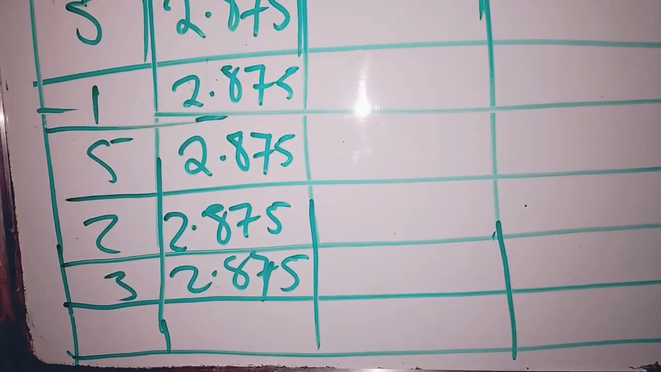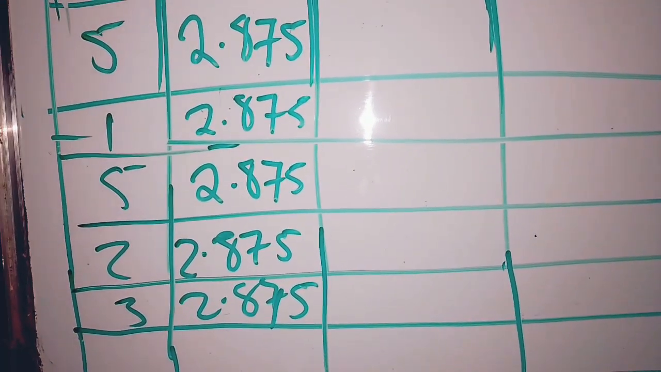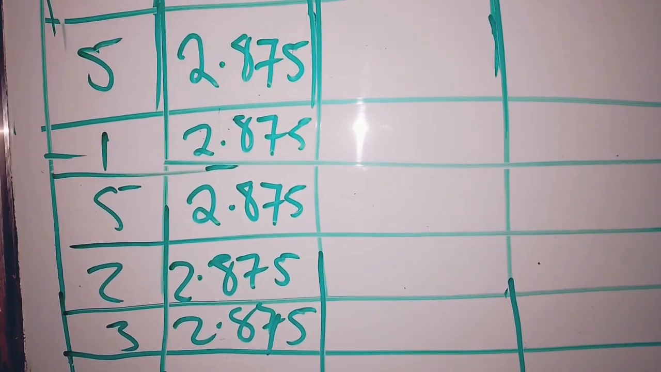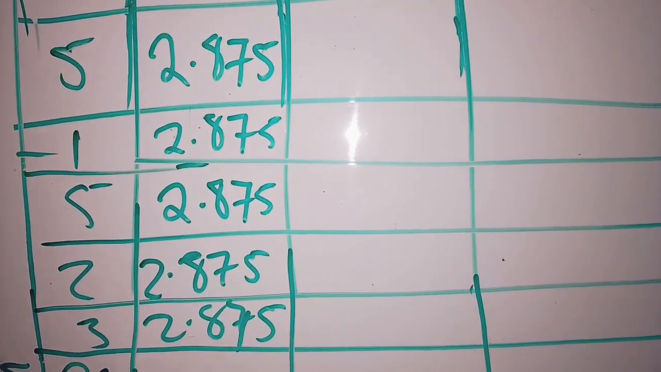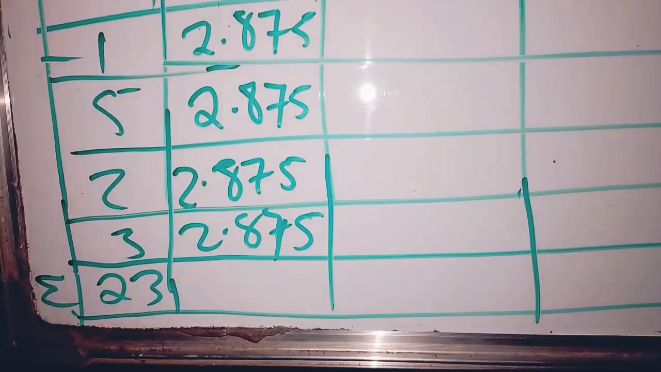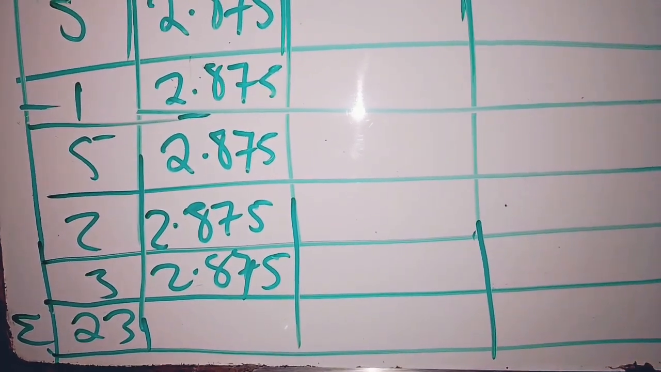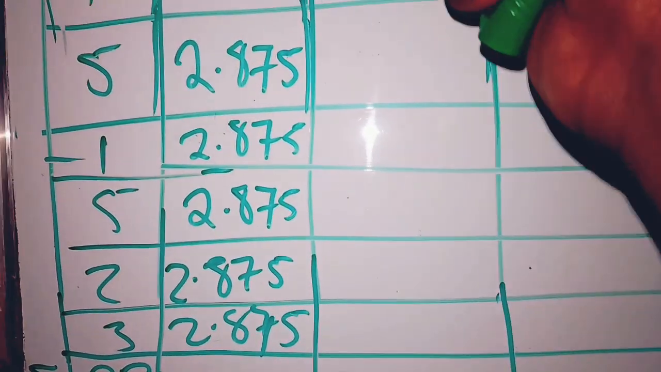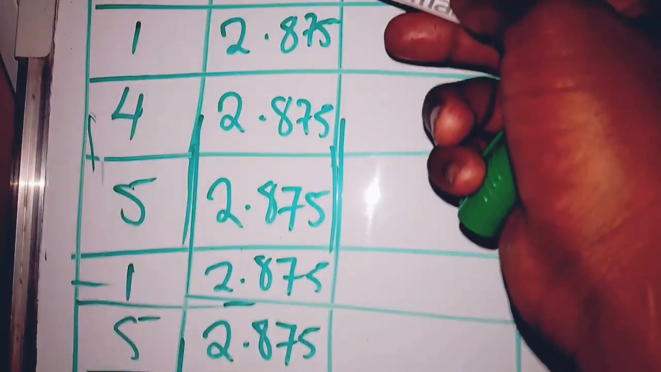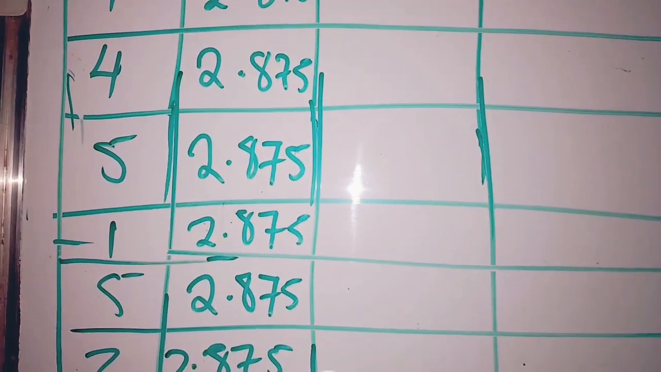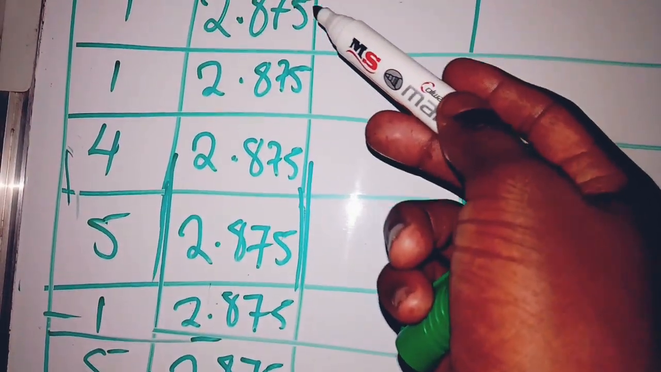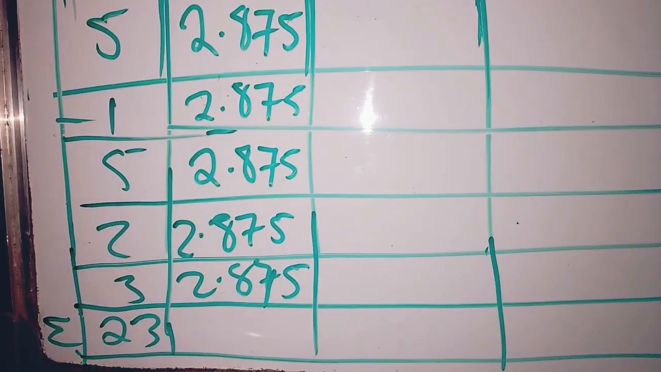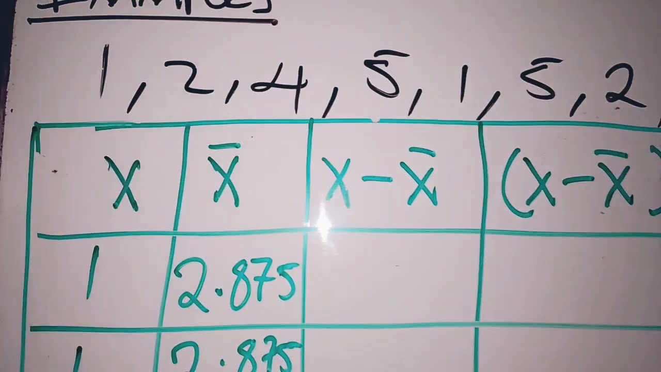Like that. You see? So the total is what? The total is 23. So if you calculate these numbers, how many are they? You have got 8, then you multiply 2.875 by 8. You are going to get that. So now you have to subtract.